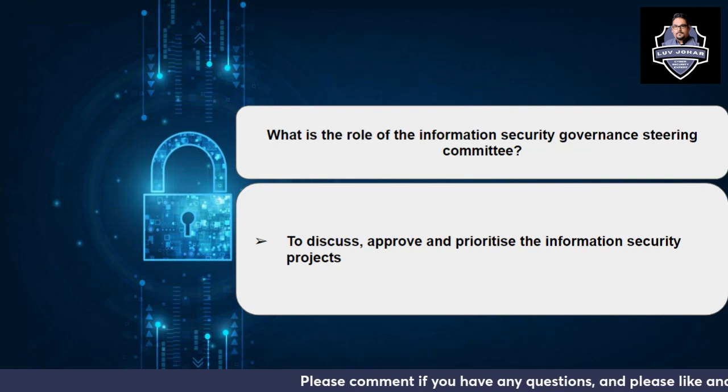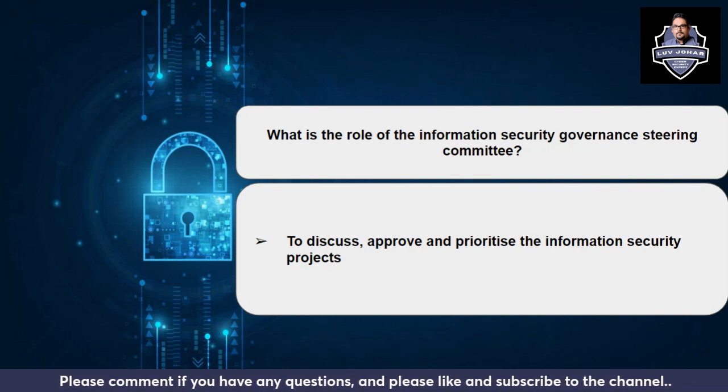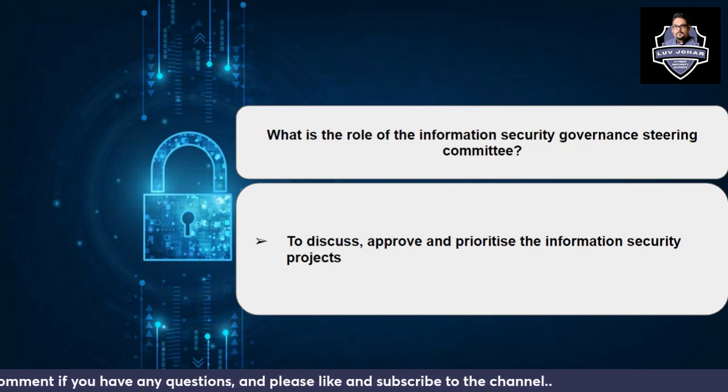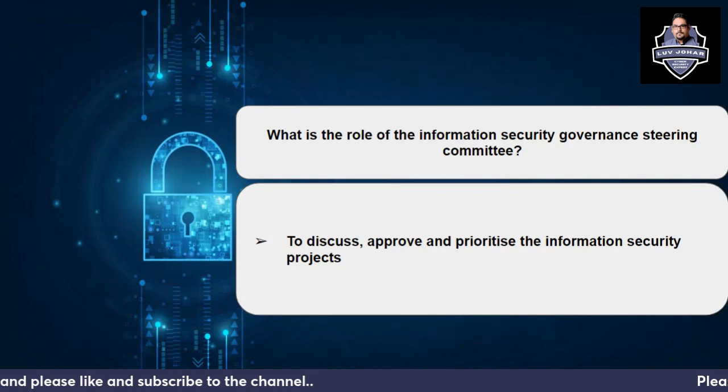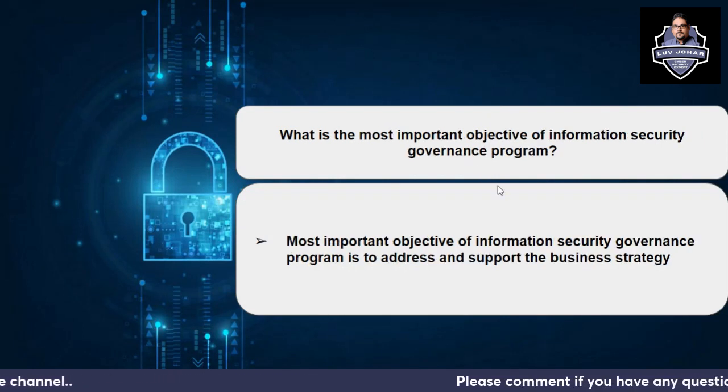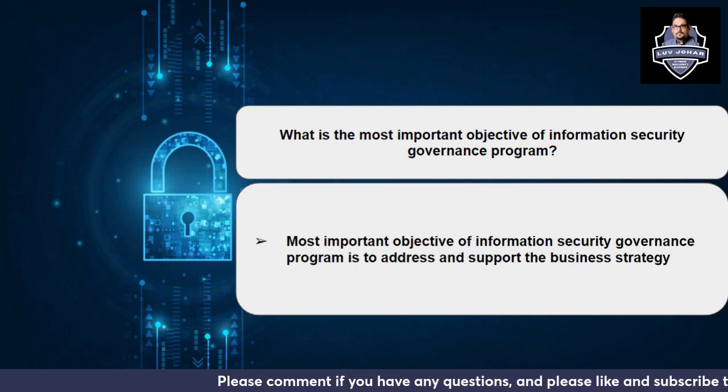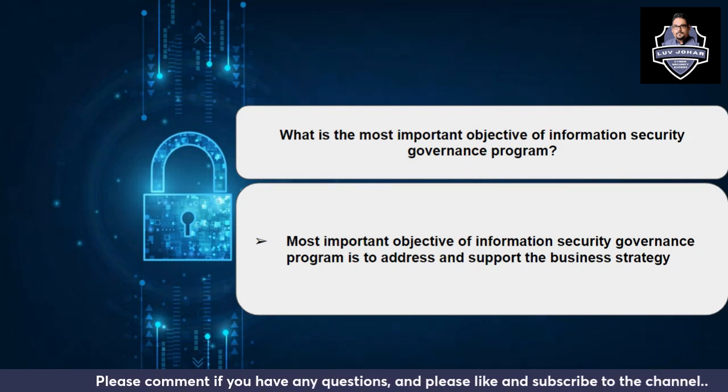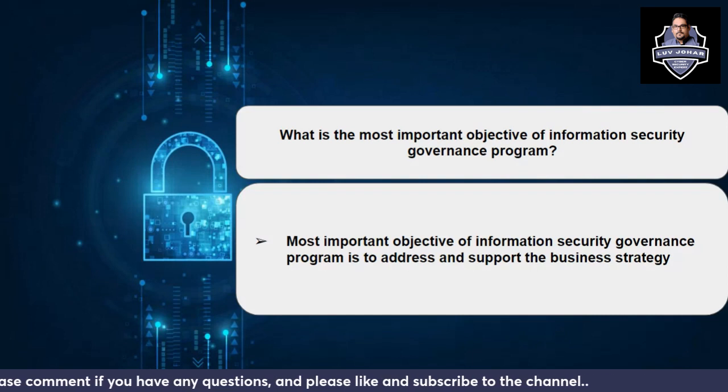What is the role of the information security governance steering committee? Steering committee, as I already mentioned, they basically discuss, prioritize, and approve all the information security projects in the organization and make sure that the information security governance framework is being followed. What is the most important objective of an information security governance program? The most important objective is to address and support the business strategy, already discussed.